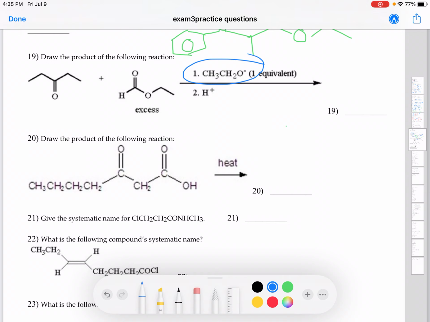Ethoxide will come and grab a hydrogen from here and create a carbanion. Once the carbanion is formed, this will go and react with this guy and form a carbon-oxygen bond. Let me expand this one for you guys since I didn't do it for the first one.